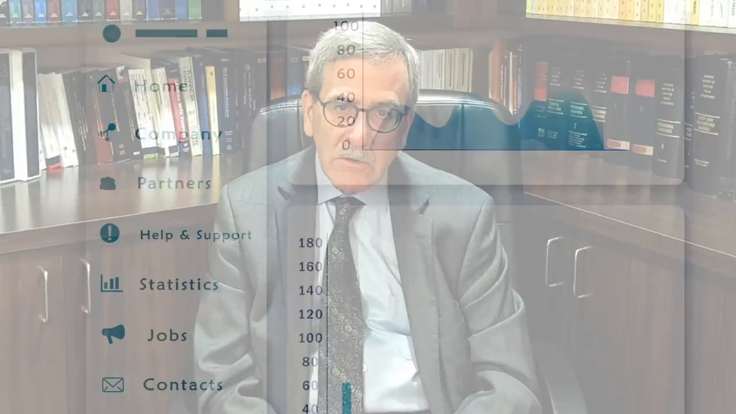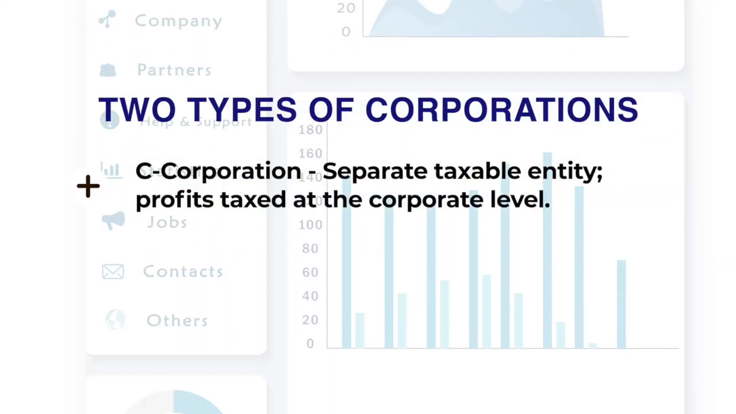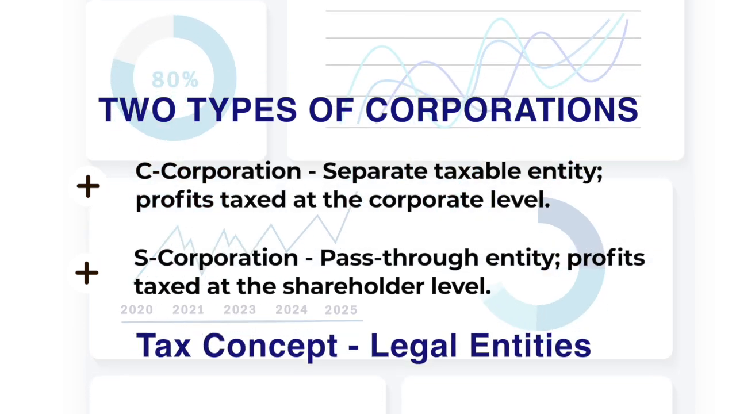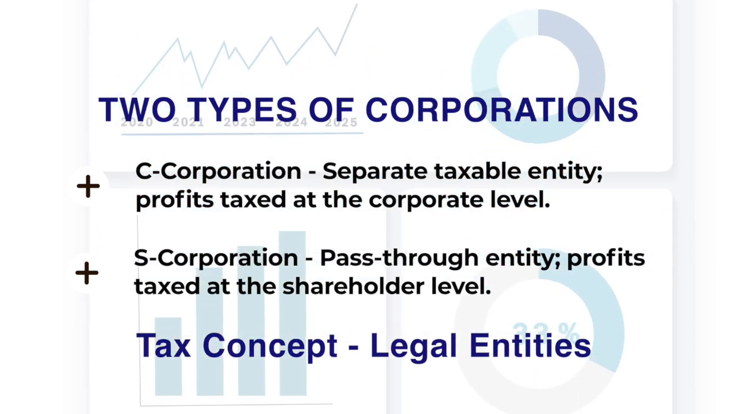Now, the four major entities. Well, let's just dive down a little bit further. There are two major entities that are business entities relative to running a business. One of them is a corporation, and one of them is a partnership. With a corporation, you have shareholders, and with a partnership, you have partners and/or members. Within corporations, there are two types: a C corporation or an S corporation. Those are tax concepts. Corporations themselves are legal entities.